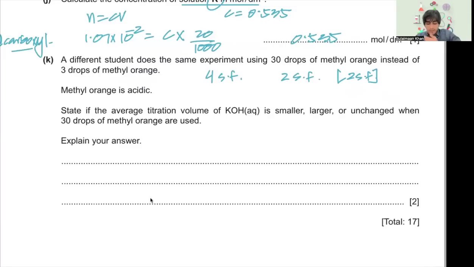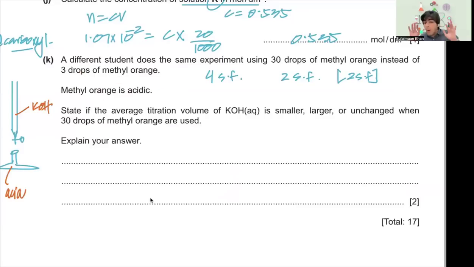Okay. A different student does the same experiment using 30 drops of methyl orange instead of 3 drops of methyl orange. Remember, you need to always figure out what's in the burette and what is in the conical flask to answer any question related to titration. Never forget this too, right? So in the conical flask, what did we have? We had the acid, and in the burette, we had potassium hydroxide. Don't rote learn it. Please don't rote learn it.